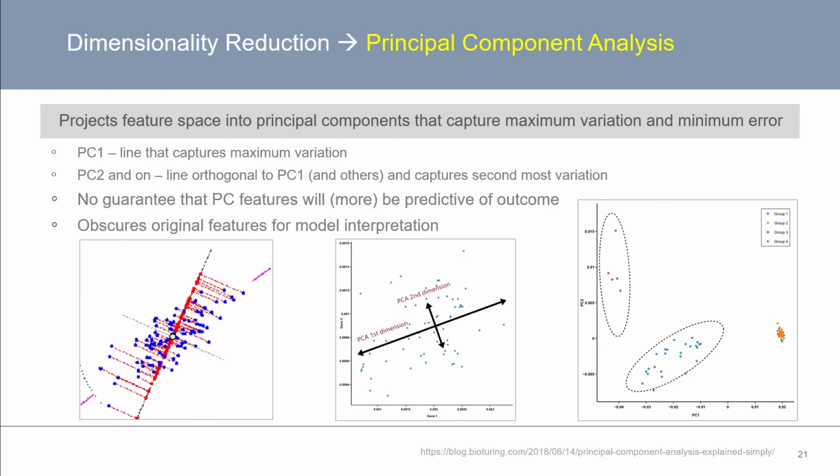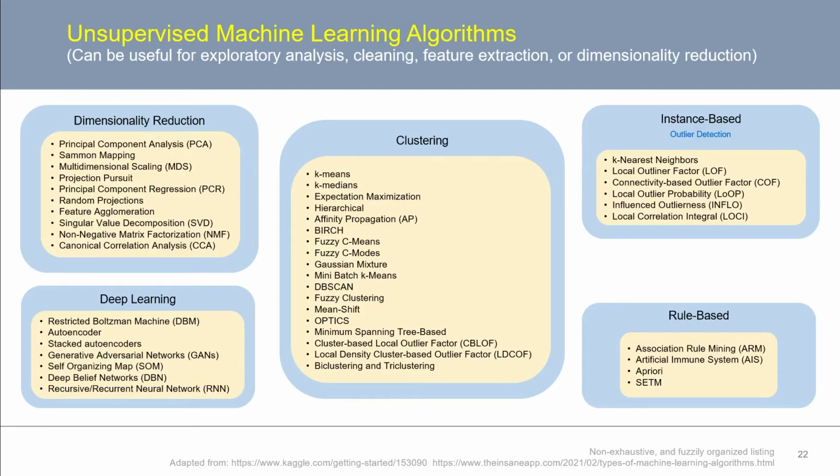Also of note, since principal components are a complex combination of information across many or all features in the dataset, relying on such features in modeling can make model interpretation and explanation much more difficult, since the contribution of original features has been obscured within these principal components. Since we're on the topic of unsupervised machine learning methods, here's a listing of such methods grouped as either being dimensionality reduction, deep learning, clustering, instance-based methods, or rule-based methods. On the whole, unsupervised learning algorithms can be useful for exploratory analysis, data cleaning, feature extraction, or dimensionality reduction.